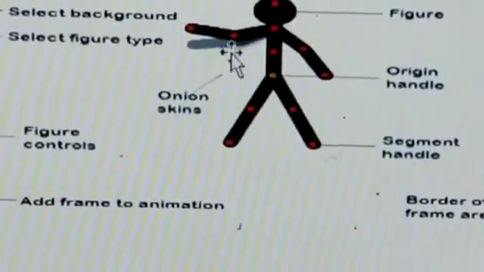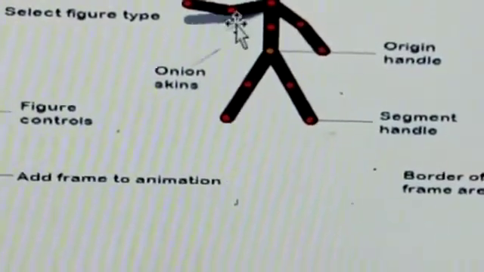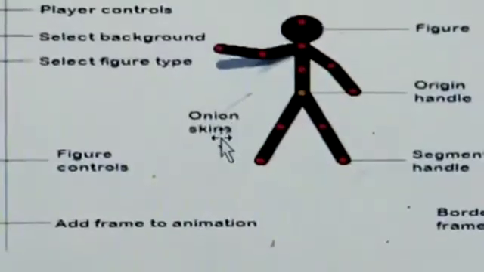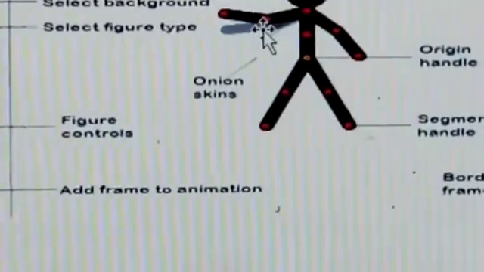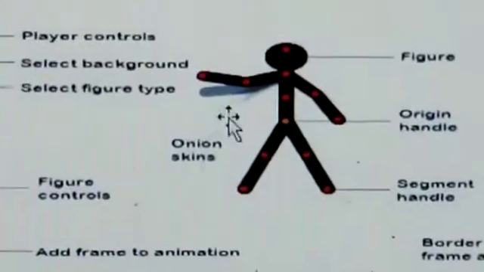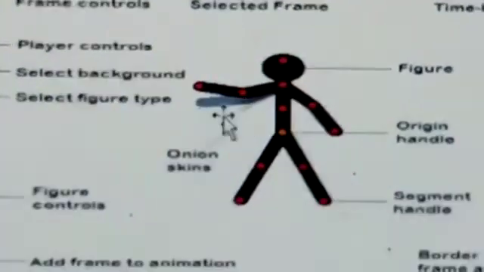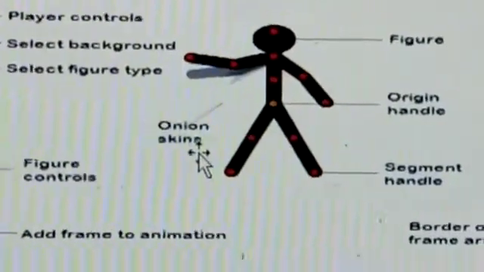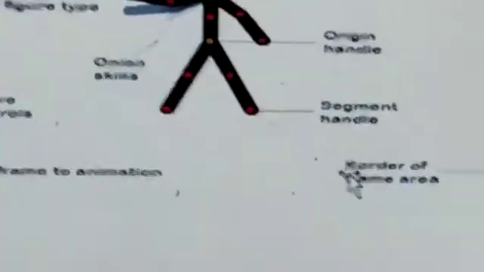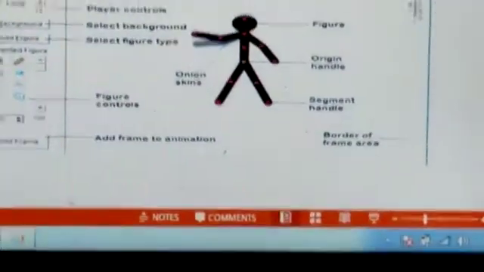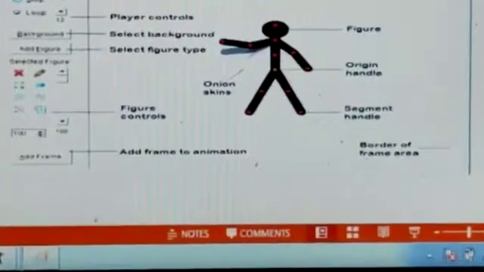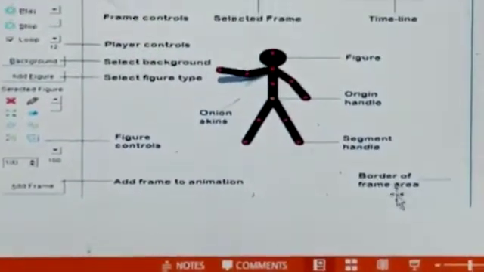After moving the hand, you can see a small line over here. This is known as onion skin. What is this line known as? Onion skin. You can see the image of that picture. After moving the hand you can see a small image over here. And this dotted box is known as the border frame area.